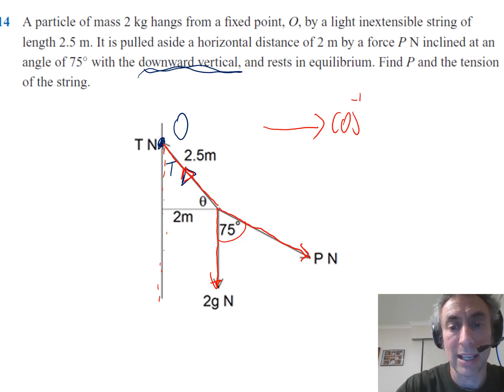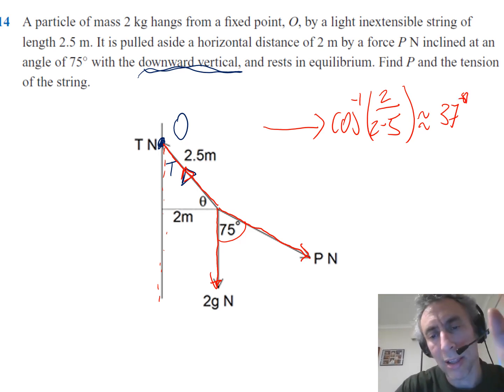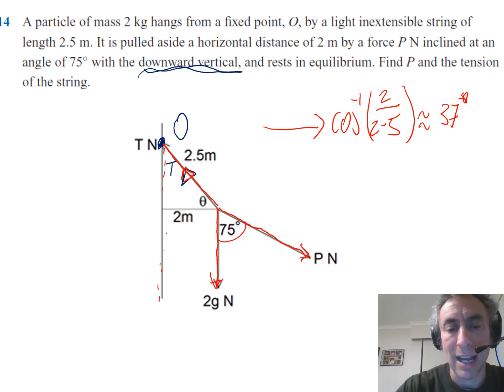So it's the inverse cos of 2 over 2.5, adjacent over hypotenuse, which I ran through the calculator just a few moments ago, and it's roughly 37 degrees. Okay, now let's just leave it like that for explanatory purposes. I should actually be using a more precise value, but let's leave it at that. So if that's the angle between them, I can actually work out P.